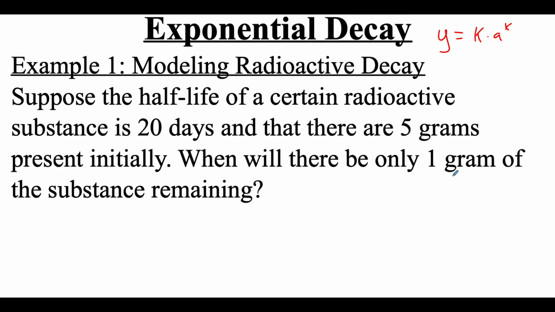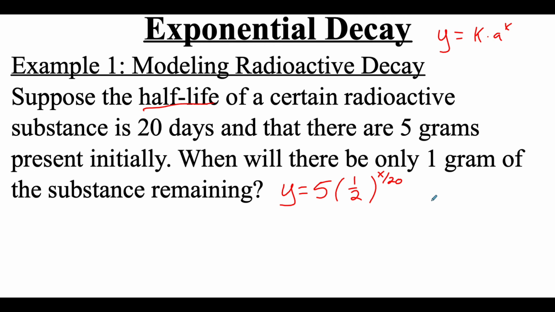Now, as we're writing out this decay model, most of the information follows what we were just talking about. K is your initial amount, so we started with 5 grams. As far as that a value, that growth or decay factor, we're talking about a half-life. So the decay factor is going to be 1/2. Now, the slightly different part comes with that exponent. Typically, we would just put the x up there, but because we're talking about a half-life period of 20 days, we have to take that x and put it over those 20 days.